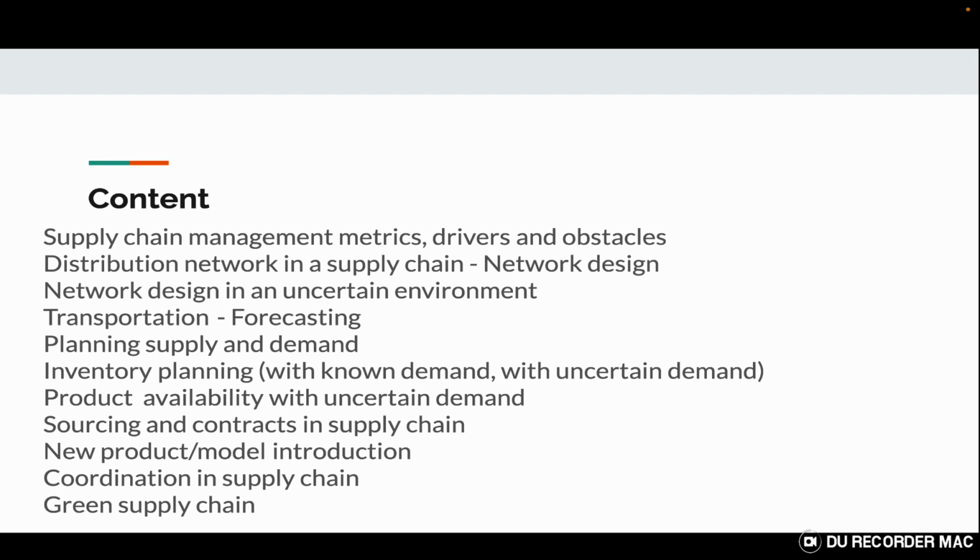We'll be looking into issues of supply and demand, how it is affected, and why it is important for us to understand the ecosystem. We'll also be looking into inventory planning, trying to understand known demand, uncertain demand, and how it is affected, and how we can ensure that demand and supply stability is there. We'll be looking into product availability with a certain demand, sourcing contracts, developing new product or model, and how it is being introduced into a supply chain, the coordination within the supply chain and green supply chain.